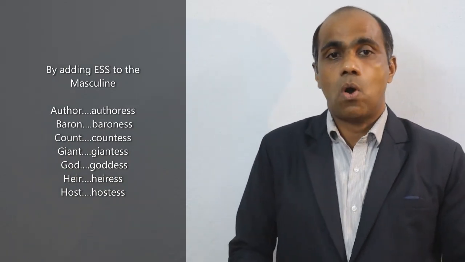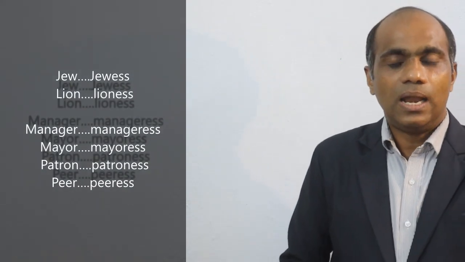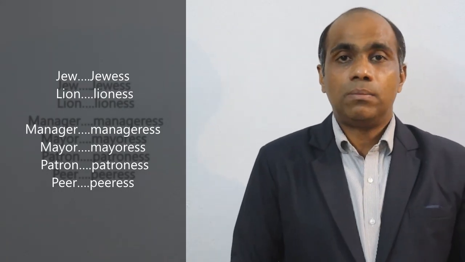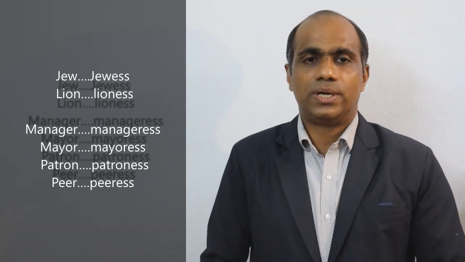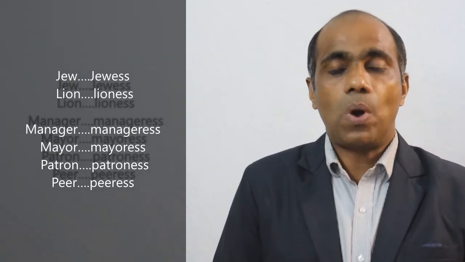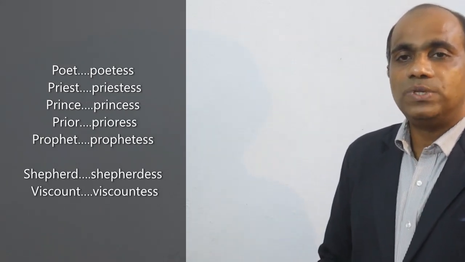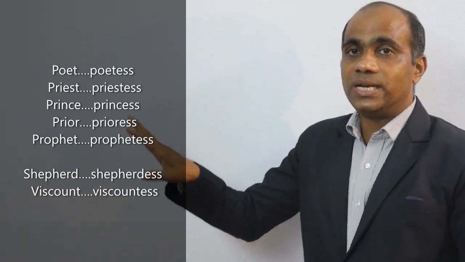Host, hostess. Jew, Jewess. Lion, lioness. Manager, manageress. Mayor, mayoress. Patron, patroness. Peer, peeress. Poet, poetess. Priest, priestess. Prince, princess. Shepherd, shepherdess. Viscount, viscountess. So we have a lot of examples here. By adding ess to the masculine, we create the feminine gender.